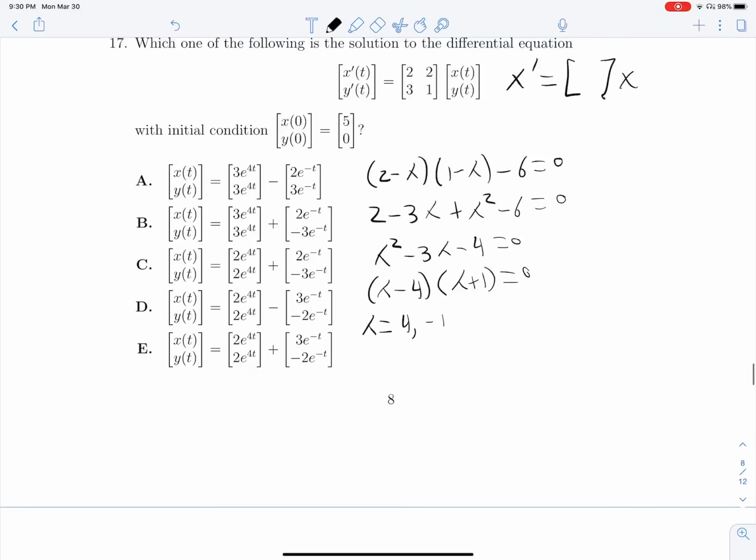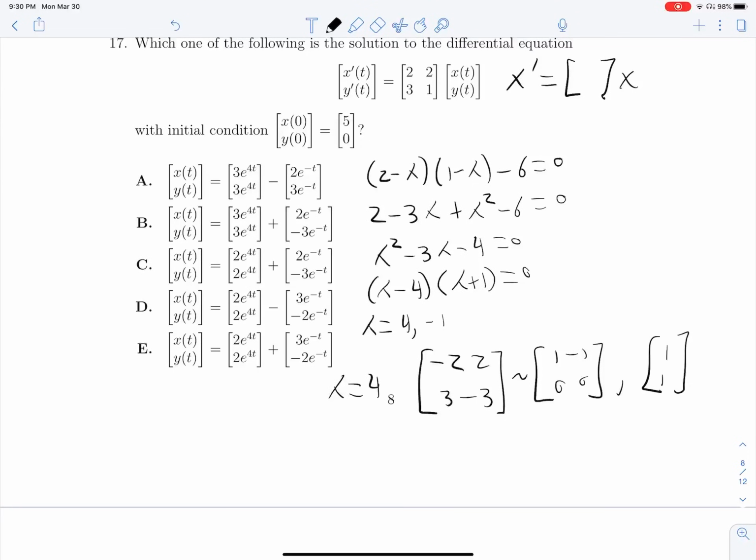When lambda is equal to 4, our matrix will be negative 2, 3, 2, negative 3. This will give us a simplified matrix of 1, negative 1, 0, 0, and therefore an eigenvector of 1, 1. And so I'll just be clear, this corresponds to lambda equals 4.